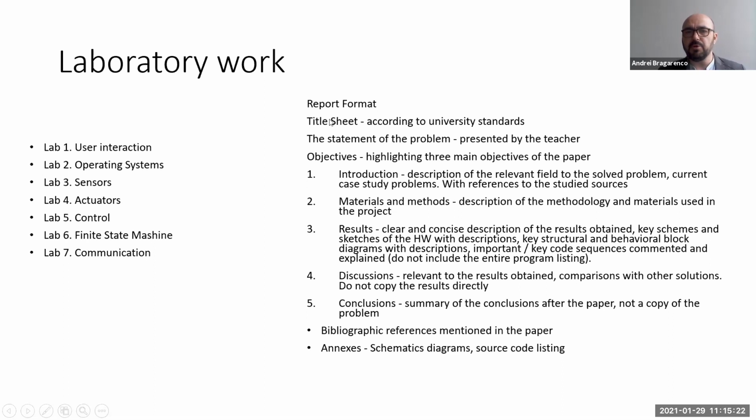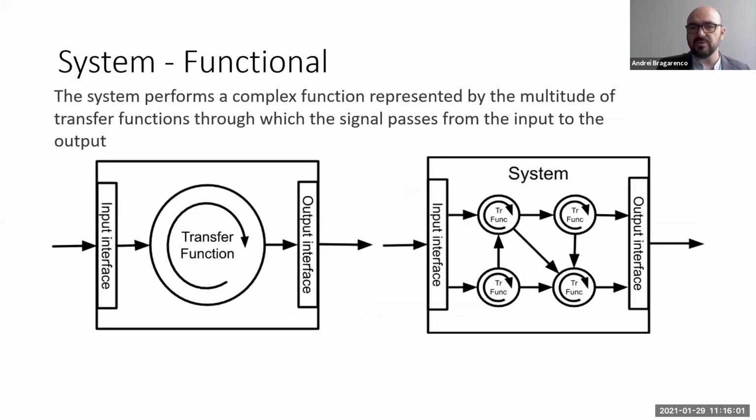The report will have the next format. We'll have title, statement of the problem, objectives, at least 3, introduction, materials and methods, results, discussion of what can be optimized, conclusions, and the schematics and source code as annexes. In results, you have to provide some diagrams, concepts, flow chart, sequence diagram, maybe the architectural approach that we have. Something like this I want to see there.